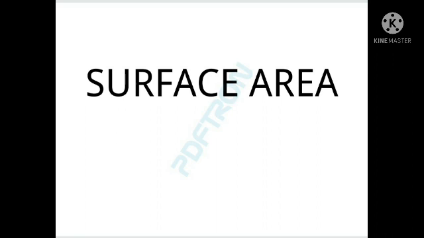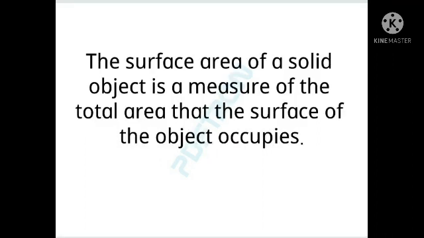What does the definition of surface area tell? The surface area of a solid object is the measure of the total area that the surface of the object occupies. So here we are going to calculate the entire total area, not only the area that is covered by the base.